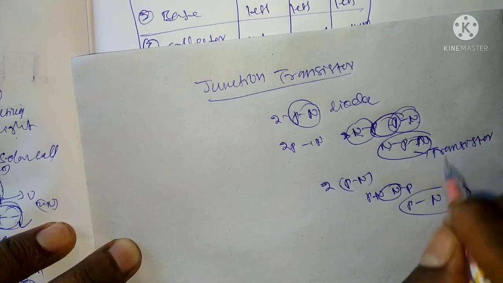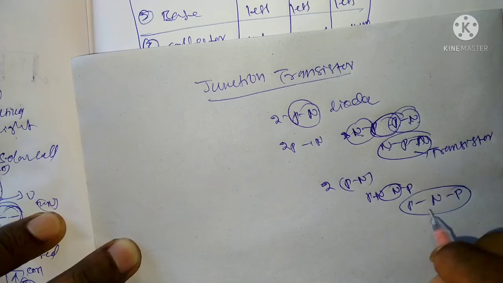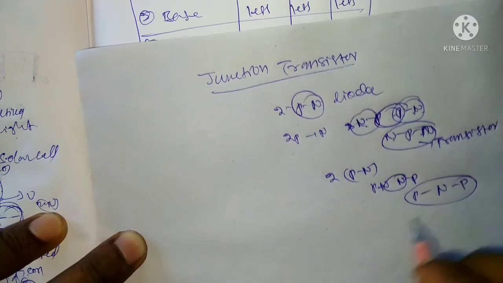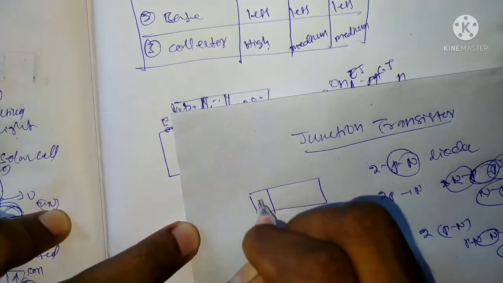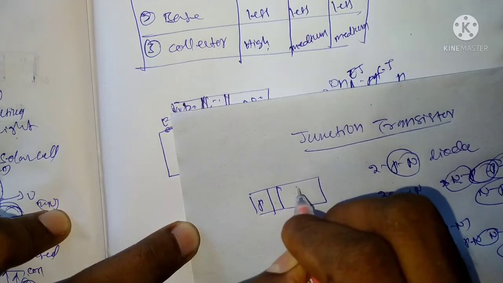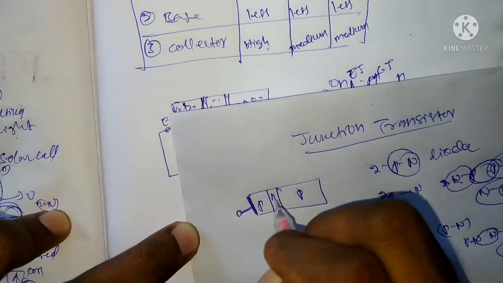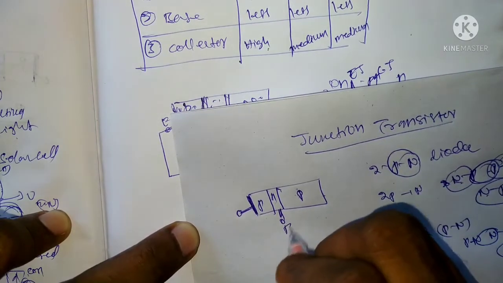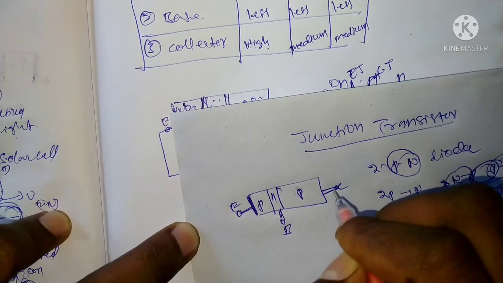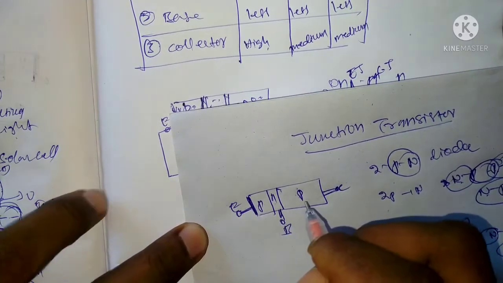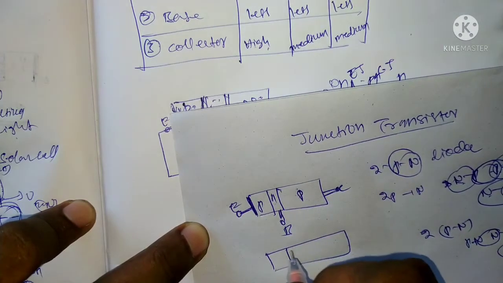So there are two types of transistors: one is the NPN transistor, another is the PNP transistor. Like this, PNP, NPN. There is a metallic contact to each region: emitter, base, and collector. A transistor has three terminals, in both the PNP transistor and the NPN transistor.